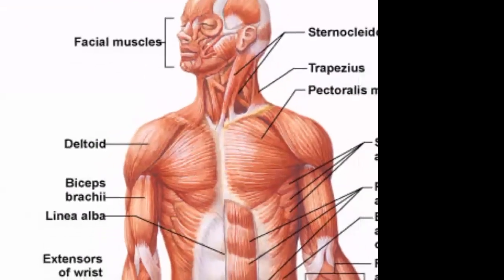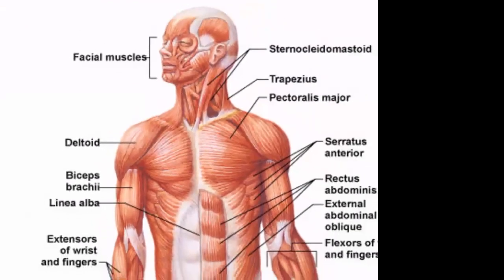Let's look at the shoulder muscle, the deltoid muscle. The deltoid muscle is the muscle that lifts the arm up and away from the body. This is one of our injection sites when we're going to give intramuscular injections. The deltoid muscle is one of the choices that we could inject into.